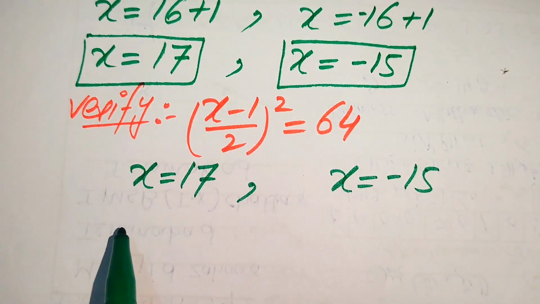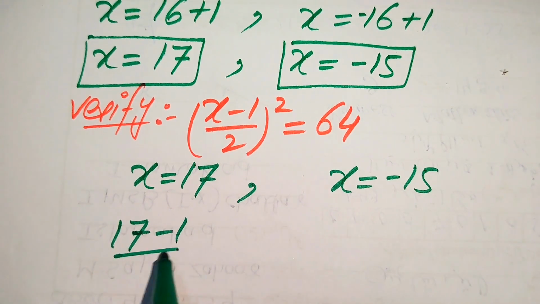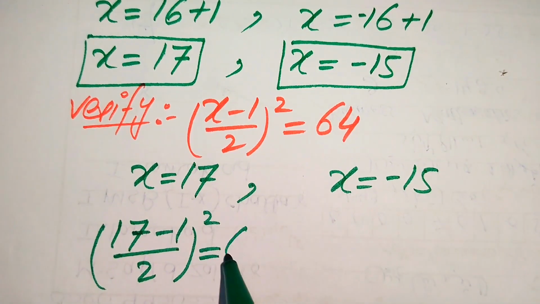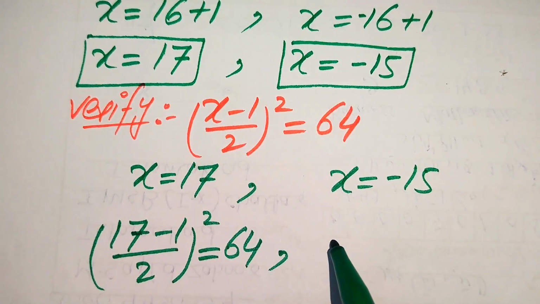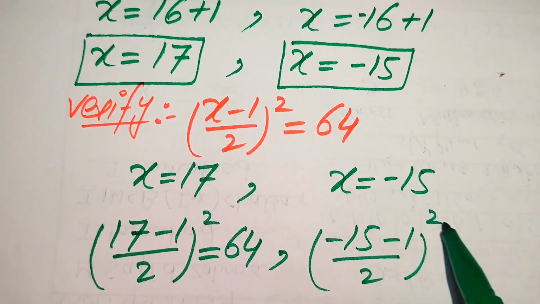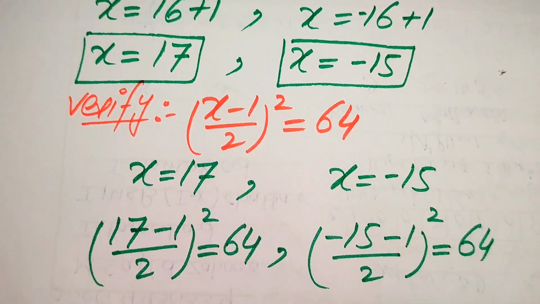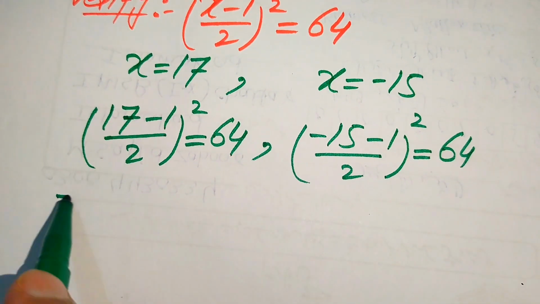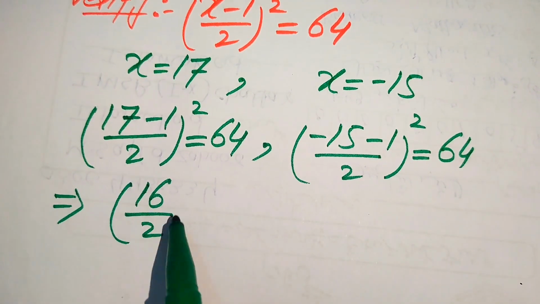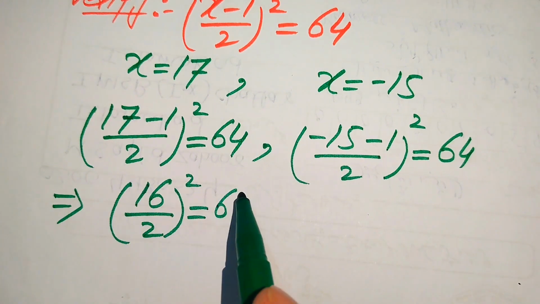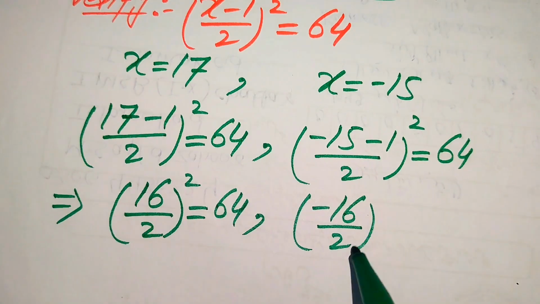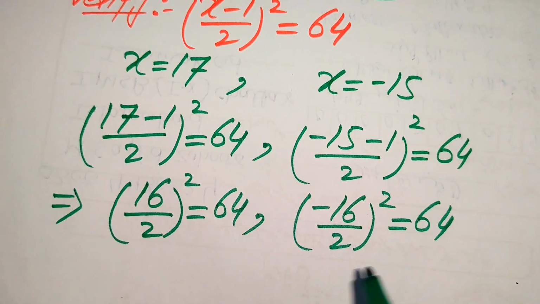When you put this value here, it becomes ((17 minus 1) over 2) whole squared is equal to 64, and from here we have ((minus 15 minus 1) over 2) whole squared is equal to 64. Now in the next step we need more simplification, and we get 17 minus 1 becomes 16, over 2 whole squared is equal to 64, and from here we get minus 16 over 2 whole squared is equal to 64.